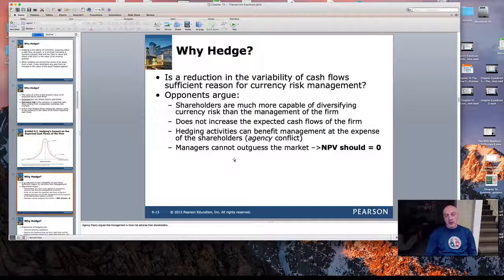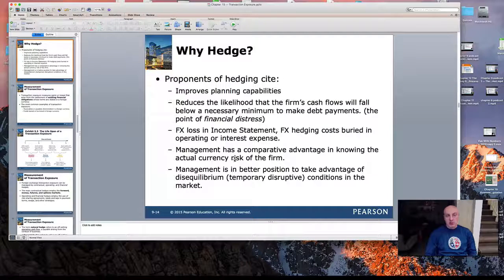So again, it's a zero-sum game when we hedge. Proponents, those in favor of hedging, say that it helps to improve planning capabilities. So it helps when we're doing the budget for the current and the next year. It will reduce the likelihood that the firm's cash flows will fall below a necessary minimum payment to make debt payments. So again, a company has to go ahead and make their principal and interest payments on their debt. If they don't do that, then they could be forced into bankruptcy, which wouldn't be a good thing.